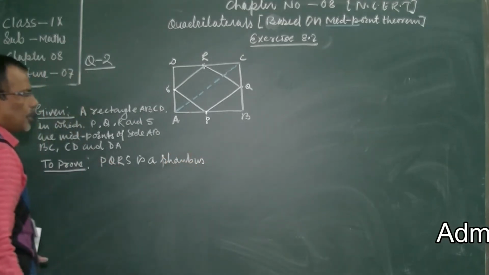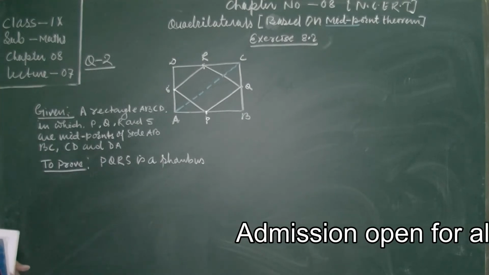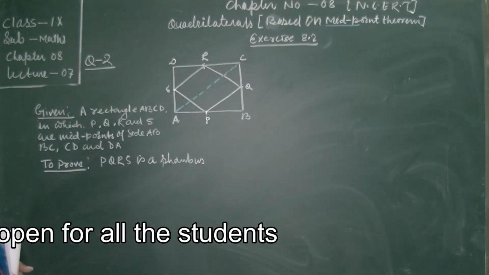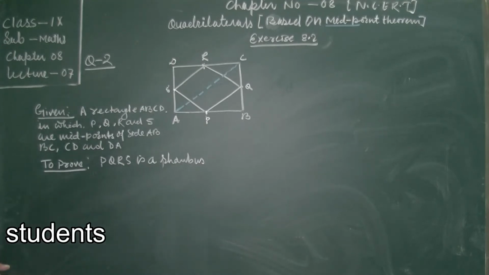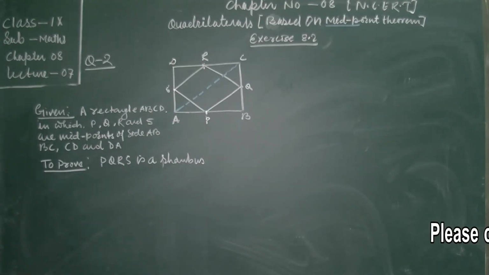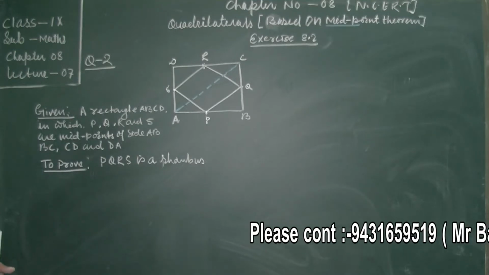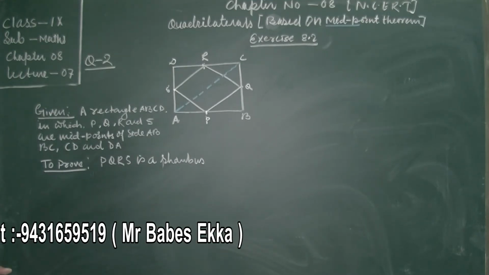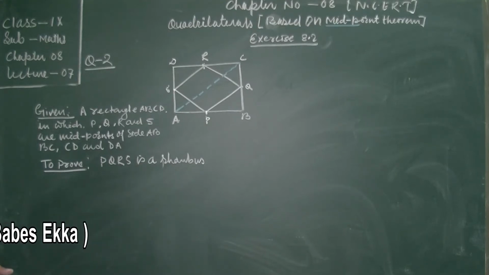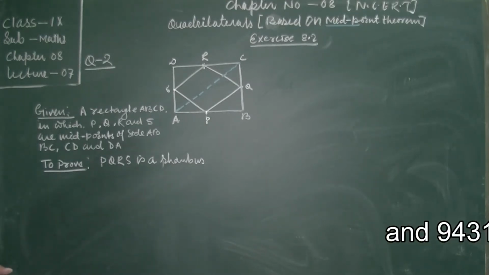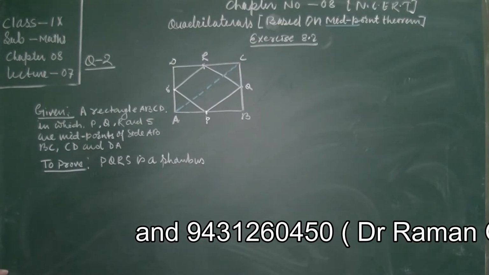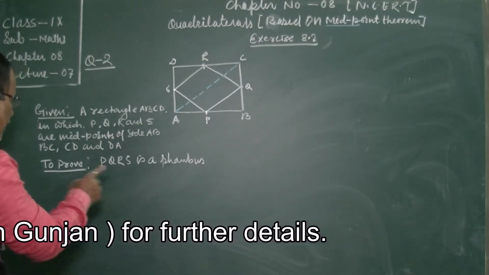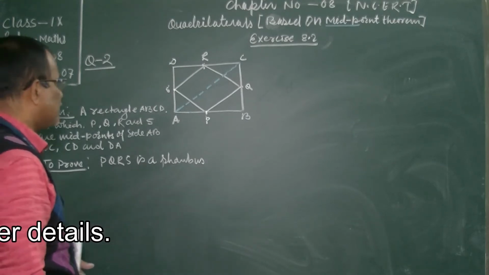We already know from the earlier classes that I have explained the rhombus. What are the properties of the rhombus? In a rhombus, all sides are equal and the diagonals are not equal, and they bisect each other at a right angle, at 90 degrees. To prove PQRS is a rhombus, proof.